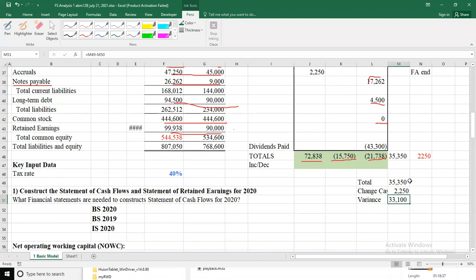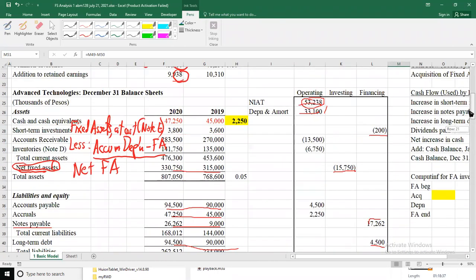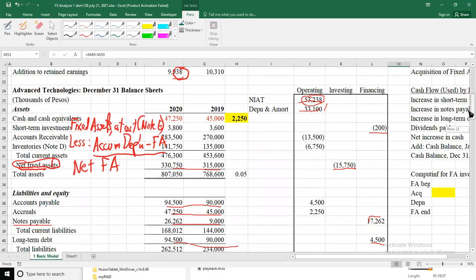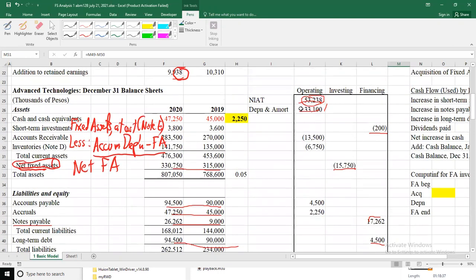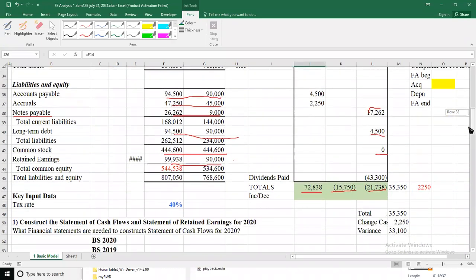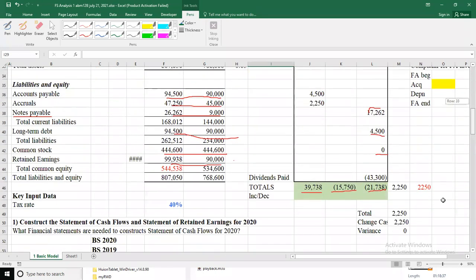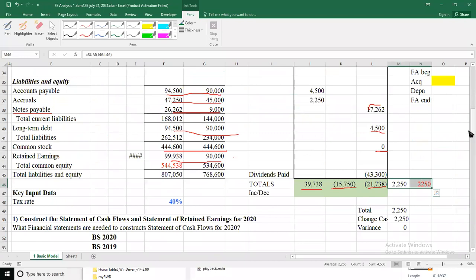Okay, we have to address this, guys, kasi hindi pa pwedeng hindi equal. So let's go back here. Ano ba yung 33? Meron bang 33,100 dito? Ito, guys, depreciation and amortization. So what do we do with this, guys? Overstated tayo, so tatanggalin natin. Okay, delete natin. Okay na tayo, guys. Ayun, nag-balance na. So we're done.